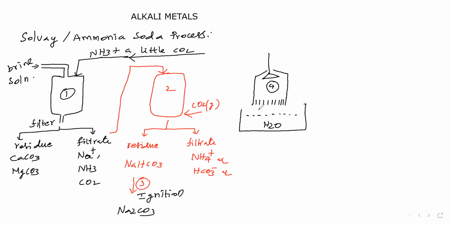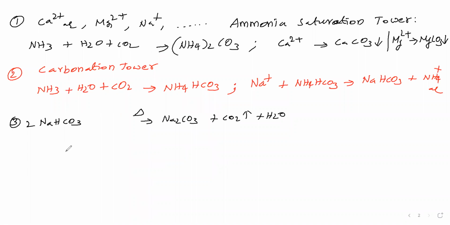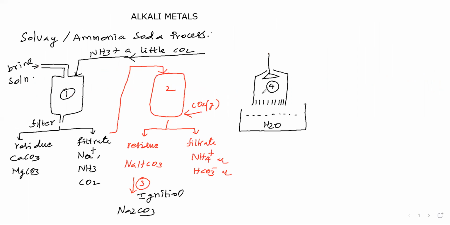Okay. So in this number 4, what are we taking? Calcium carbonate, limestone. It is heated. It decomposes to give calcium oxide and carbon dioxide. So calcium carbonate on heating gives calcium oxide and carbon dioxide. This is called a lime kiln. Kiln means furnace.